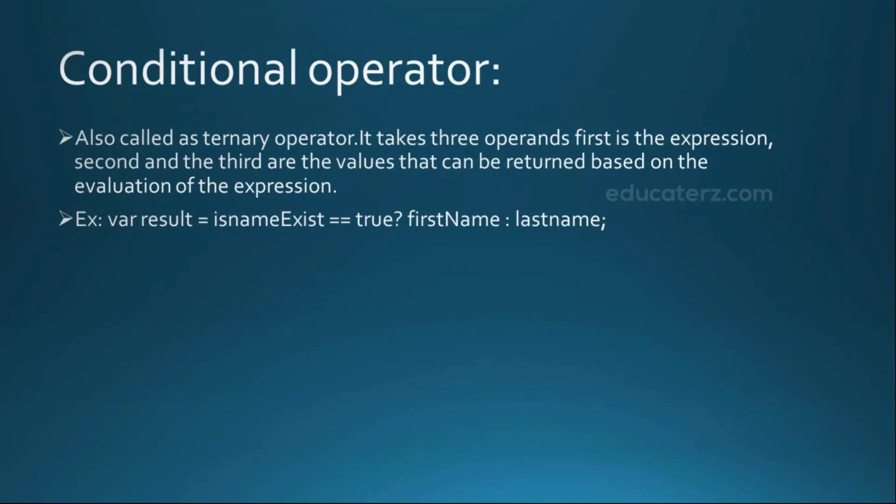So coming to the conditional operator. As I mentioned before, the ternary operator, which accepts three parameters, can also be called the conditional operator. It takes three operands. First is the expression, and second and third are the values that can be returned based on the evaluation of the expression, which will return true or false. Like in this example, I want to check whether isNameExists is equal to true or not. If it's true, it will return the first name, or else the last name.